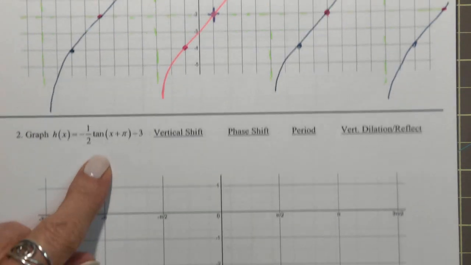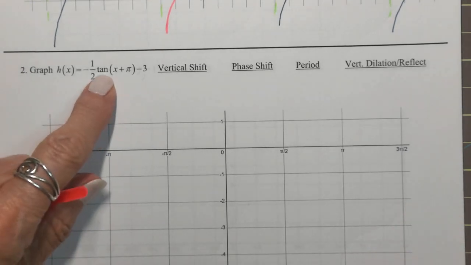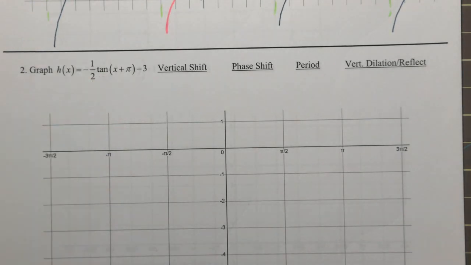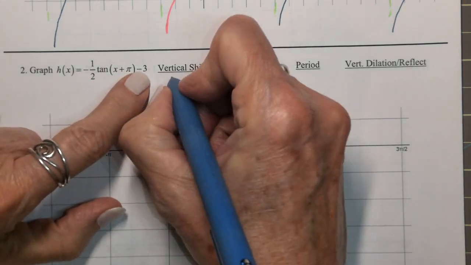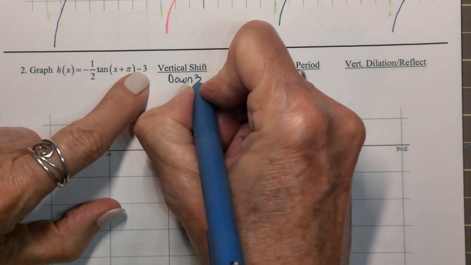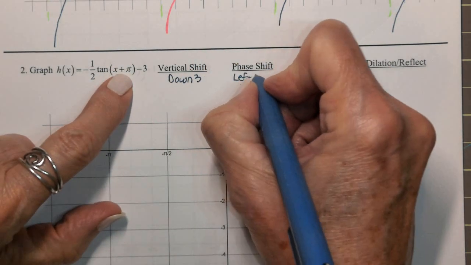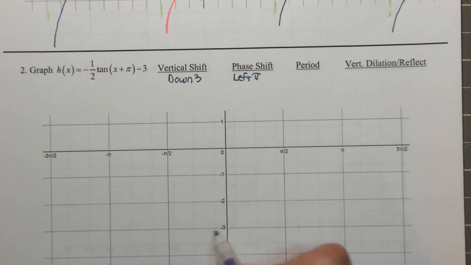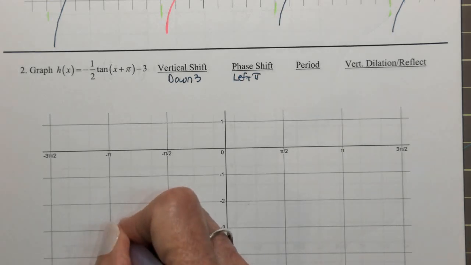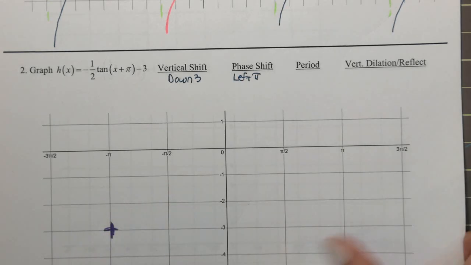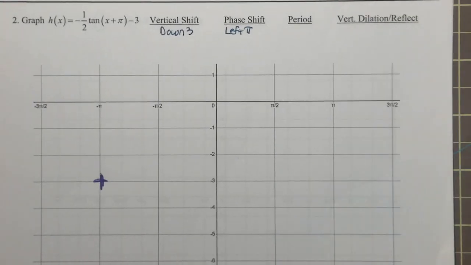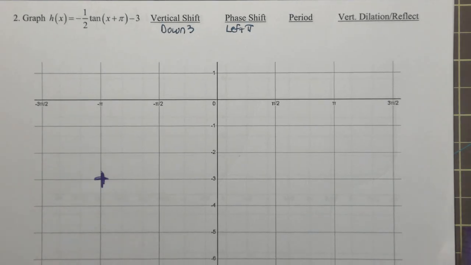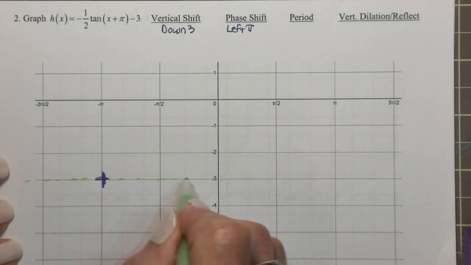Let's do this one. Another tangent. Another tangent. So let's do our shifts first. Here we're going down 3 and left pi. Down 3, left pi. Down 3, left pi. There's my new origin. Slide this up a little bit. Okay. I'm going to draw my center line.